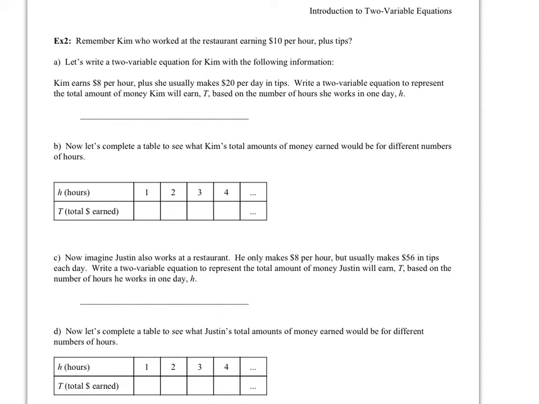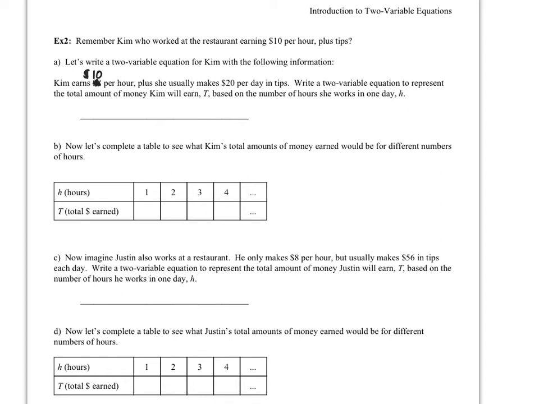For this example, remember Kim, who worked at the restaurant earning $10 per hour plus tips? Let's write a two-variable equation for Kim with the following information. She earns, that says 8, but let's change it to 10. She earns $10 per hour, plus she usually makes $20 per day in tips.